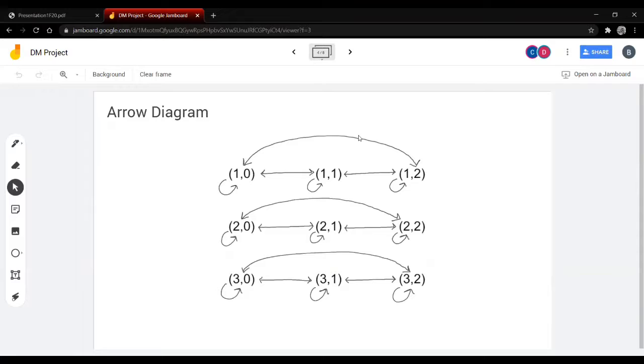And this is the arrow diagram for the relation. (1,0) is related to itself, as well as (1,1) and (1,2). (1,1) is related to itself, as well as (1,0) and (1,2). And (1,2) is related to itself, as well as (1,1) and (1,0), because they all have the same A1 and B1 value being 1. And same goes for these being 2 and these being 3.